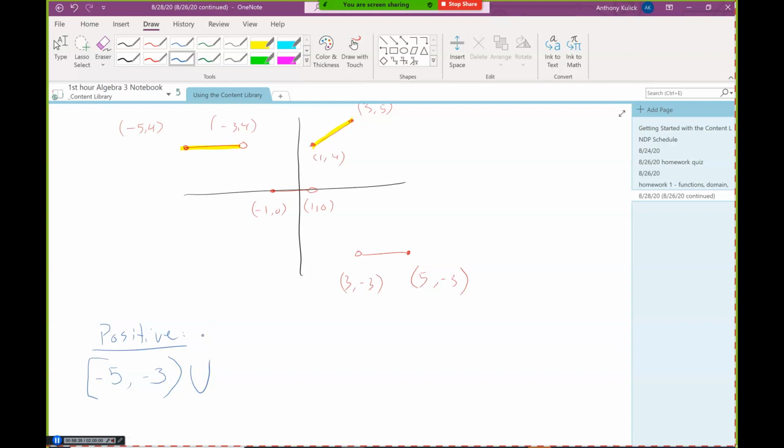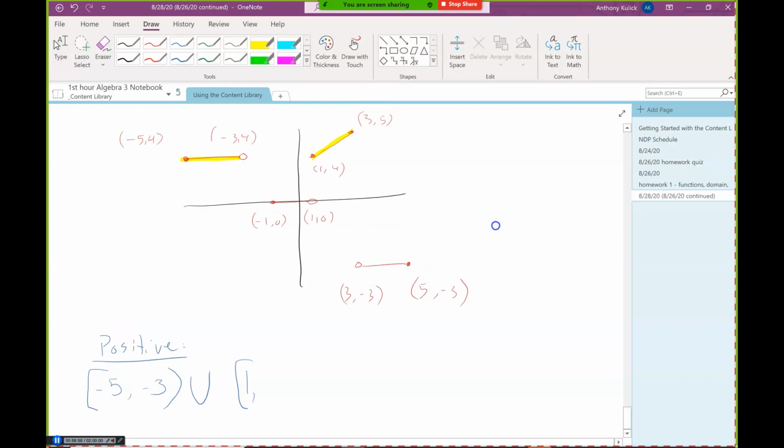Okay, let's move on to the other positive section that begins at the point 1, 4. The x-coordinate's what I care about, though, so we'll write a 1. Should I use a parenthesis or a bracket? Bracket, because that is a filled-in point that is above the x-axis. It ends at what point? 3, 5. The x-coordinate's what I care about.